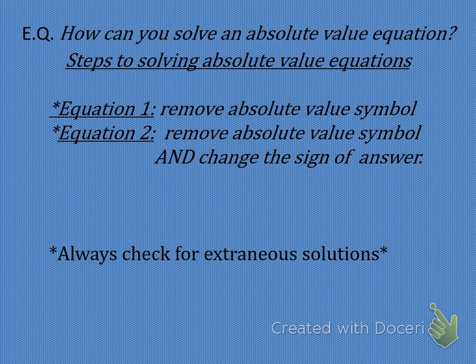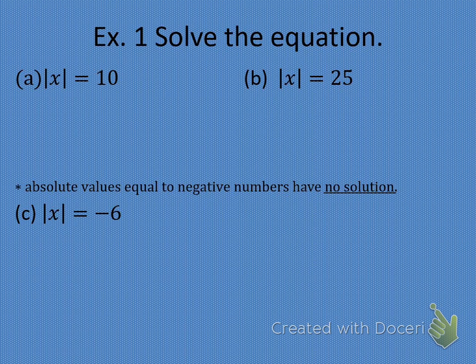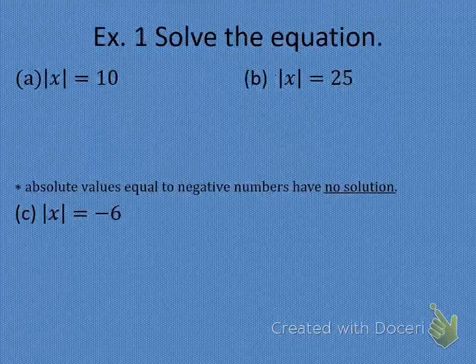All right? Now, example number 1, it says solve the equation. So the first thing we should notice about letter A is there's an absolute value symbol in the problem. Okay? So for equation number 1, we're supposed to drop the bars and write what we see. So everybody drop the bar and write what you see. What do you see when you drop the bars? X equals 10.